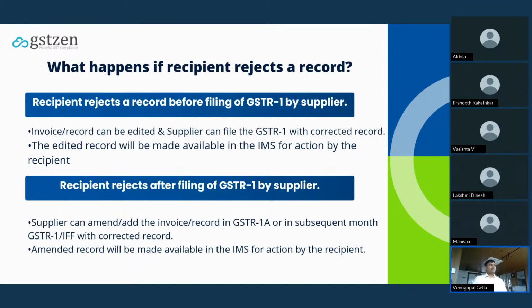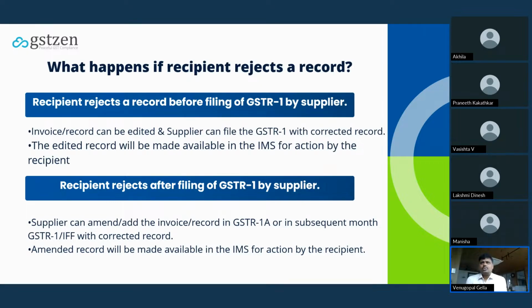What happens if the recipient rejects the record? It is going back to the supplier, but by mistake. It's like, galti to hoti hai, right? So if by mistake you have rejected a record, you've got to call back the supplier and ask the supplier to reissue the record. How will a supplier reissue the record? I said there is an option of amendment.